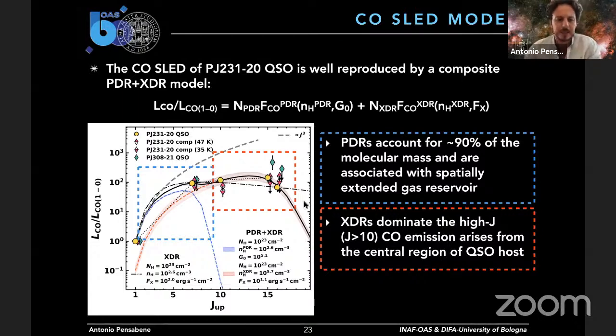And basically, we can figure out a scenario in which low-J CO lines arise from a medium that lies in the galaxy disk, while high-J CO lines arise from a more compact central region near the AGN.